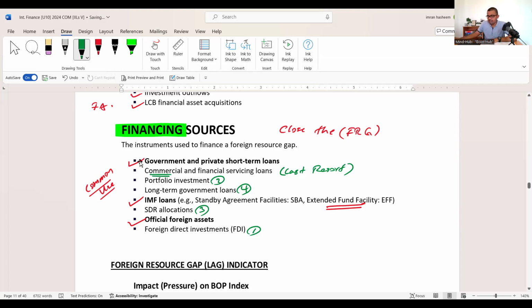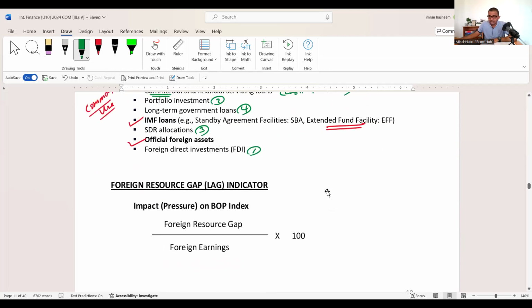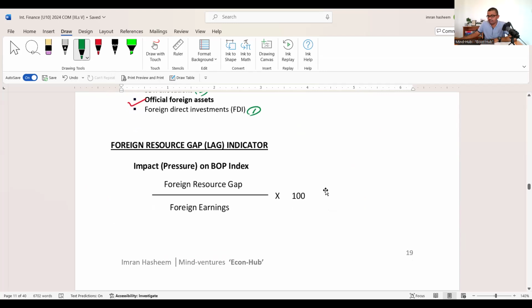What are the main FRG indicators, foreign resource gap indicators that we have? The main one is the impact of pressure on the BOP index. We can see how much pressure is put on the balance of payments by our existing foreign resource gap.